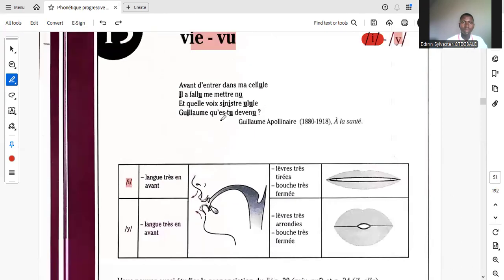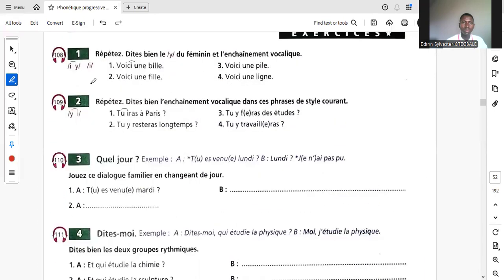Exercice 1. 1. Voici une bille. 2. Voici une fille.